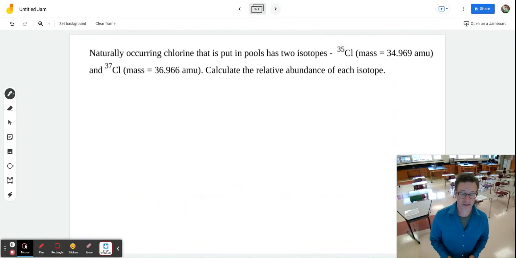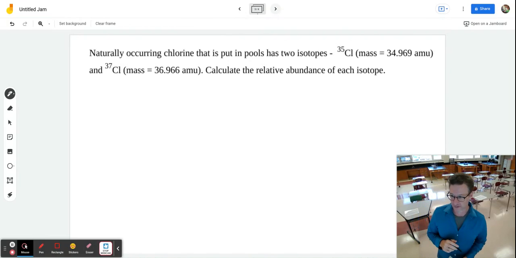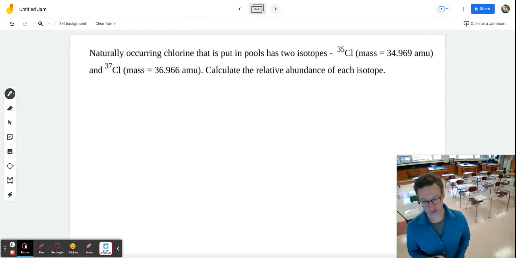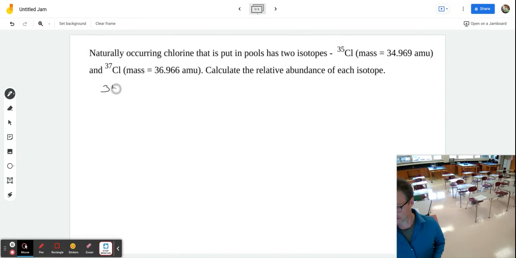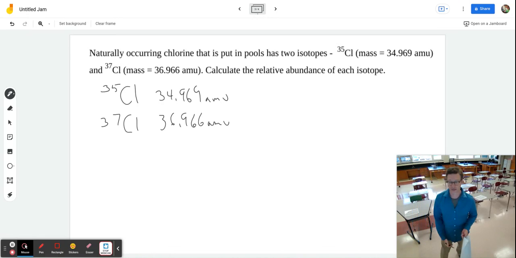Okay, now here's a different type of problem. Again, we're going to use the same formula to solve it. It says naturally occurring chlorine has 2 isotopes, chlorine 35 and chlorine 37. What is the relative abundance of each isotope? So we have the mass, 35, has a mass of 34.969, and 37 has a mass of 36.966. How am I supposed to figure out the percentages?